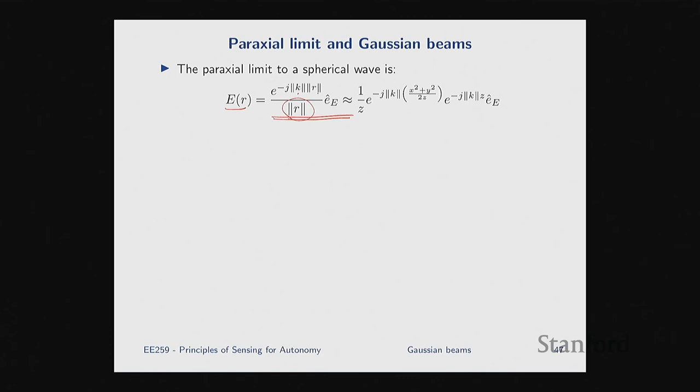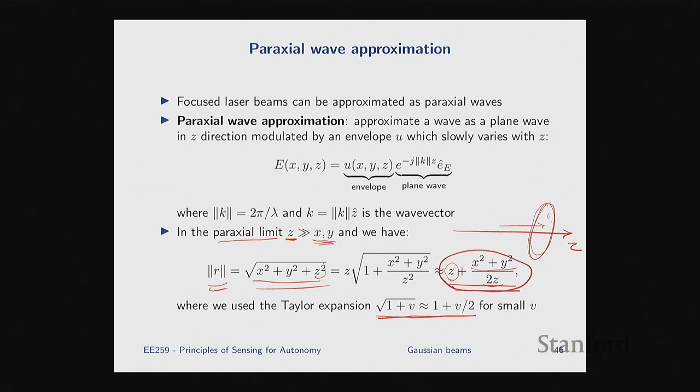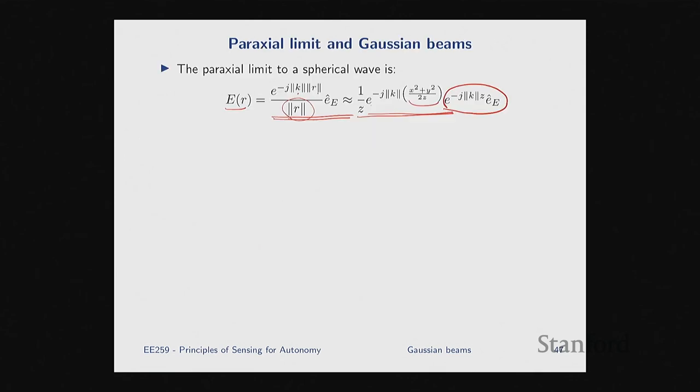But now a spherical wave in the paraxial limit, if we apply the thing that we just derived, you can approximate it with this, which is 1 over z times e to the minus j norm k times x squared plus y squared over 2z times e to the minus j norm kz. All I did here, if I go one slide back, I just plugged in this expression for norm r into my spherical wave equation. And if you inspect this closely, it's exactly what we say the paraxial wave approximation is. Call this part your u of x, y, and z, and this is your plane wave.